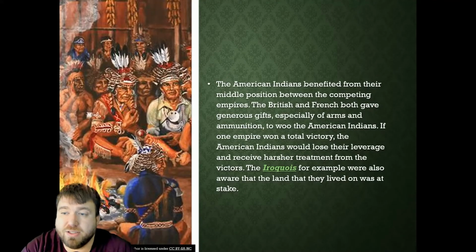The American Indians benefited from their middle position between the competing empires. The British and French both gave generous gifts, especially of arms and ammunition, to woo the American Indians. If one empire wanted total victory, the American Indians would lose their leverage and receive harsher treatment from the victors. The Iroquois, for example, were also aware that the land that they lived on was at stake.